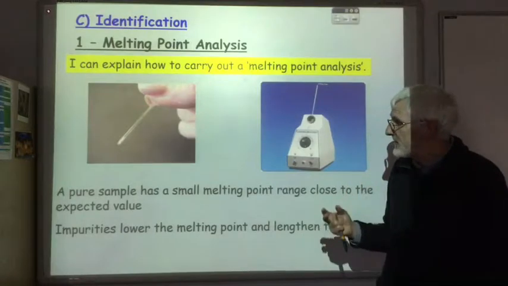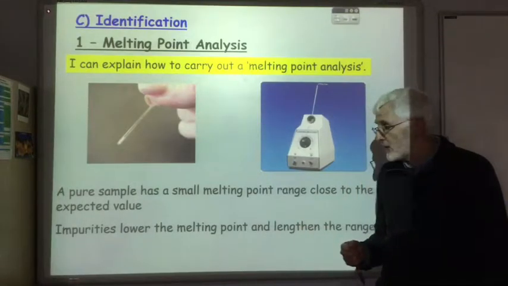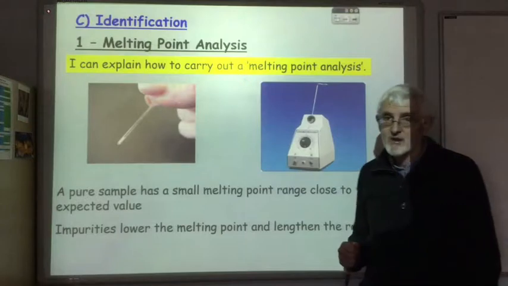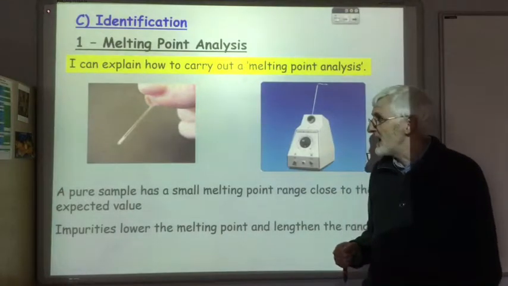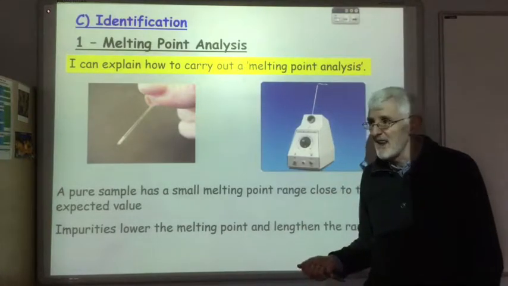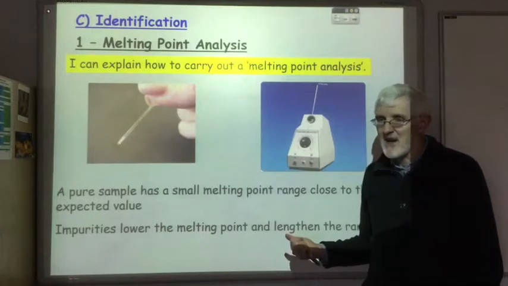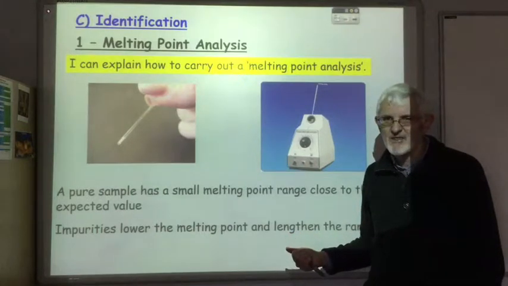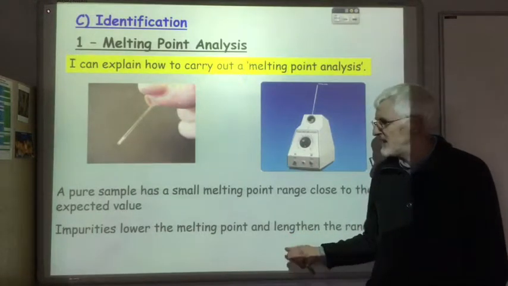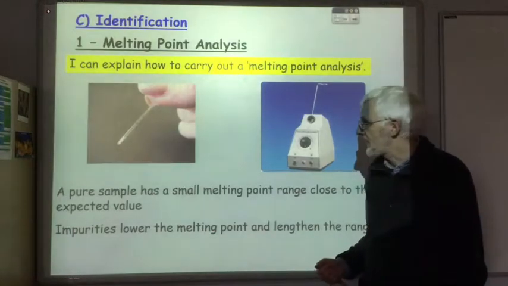If there's impurities in our sample, it lowers the melting point and lengthens the range. So if we are wanting our aspirin to melt at 120 and our sample melted between 105 and 115, that would suggest it was quite impure. Okay.